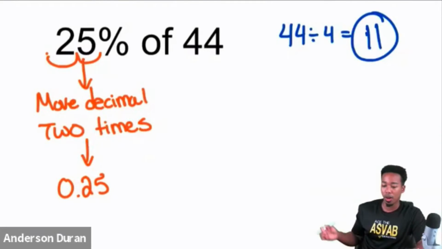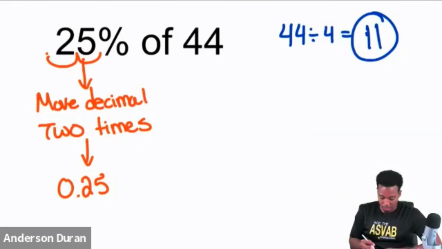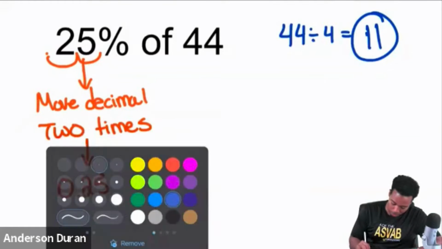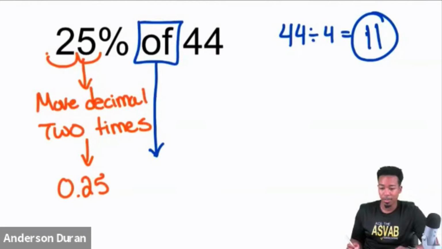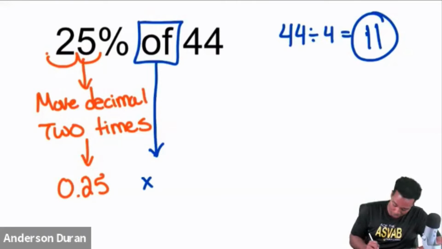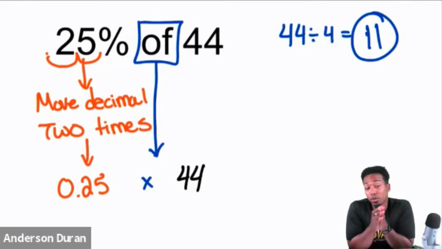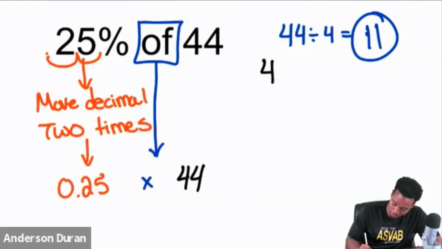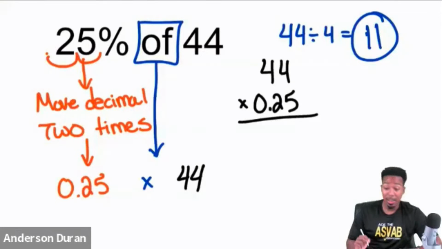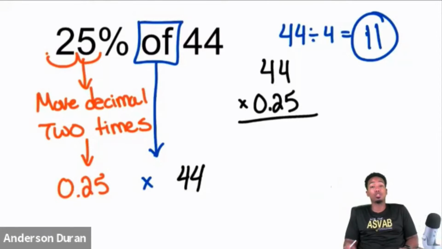So we have that going on. And then next, that "of," one more time, everybody, I'm going to be annoying with it. "Of" means what? Means multiply. And then we bring that 44 right back. So we have 0.25 times 44. Let's set up our mathematics here. Oh, man. Anybody here excited to do a 2-digit by 2-digit multiplication? Anybody here happy about that?